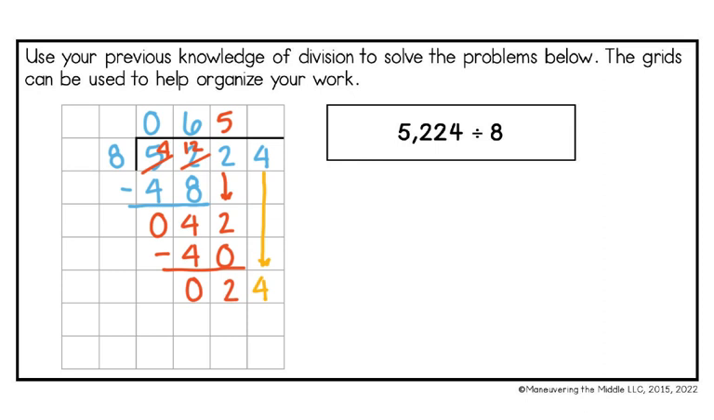8 can go into 24 3 times. 3 times 8 is 24. Subtract. 4 minus 4 is 0. 2 minus 2 is 0. So once again, there's no remainder. We were able to get to 0. So our answer is 653.